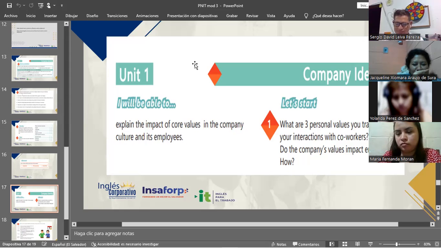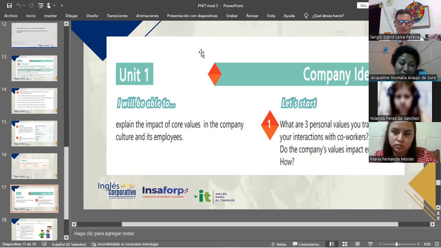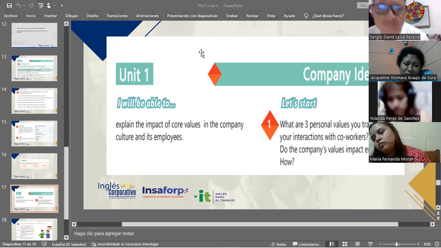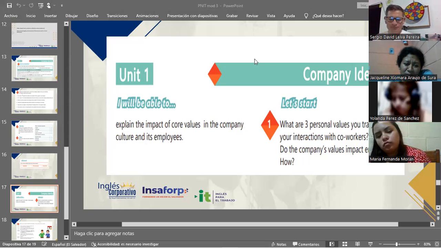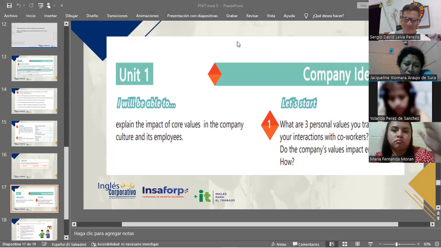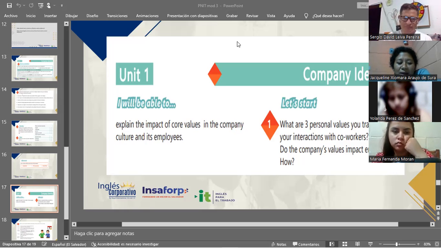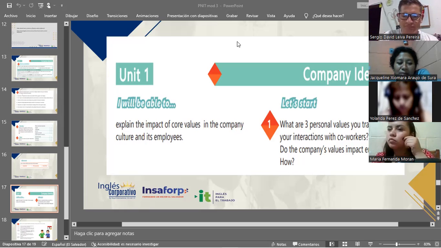Okay, values is like the morality of the human being, or also the morality or the practice of values in the company, like honesty, transparency, solidarity. Those are the values. And there are more values. The company must have values, right?